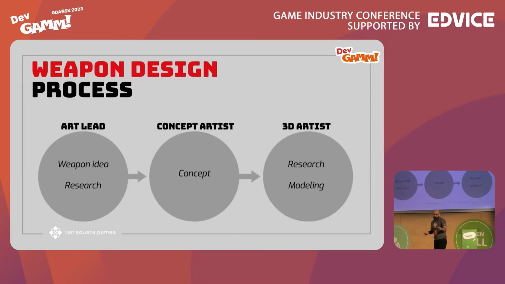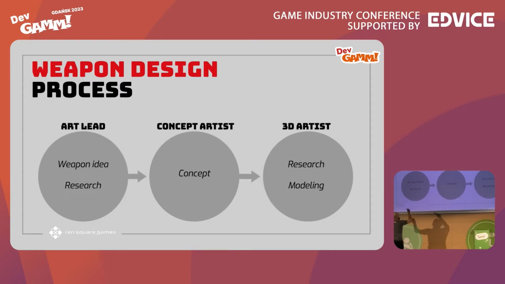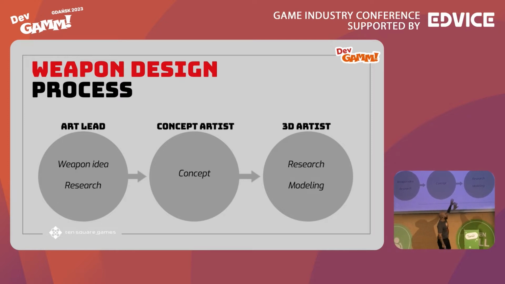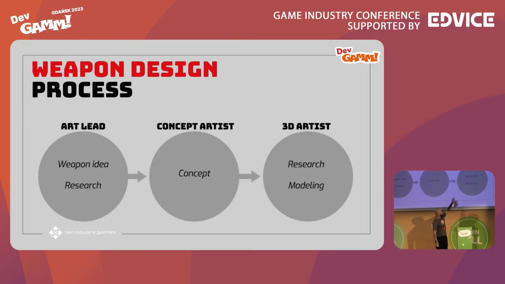Okay, so how does my work start? My art leader, Juan, talks to the game designers, and they have this weapon idea that fits the game environment and the heroes, etc. And then they come with a concept, with a drawing that I'm going to show you later. And then with this drawing, this illustration, I start my research and modeling work.